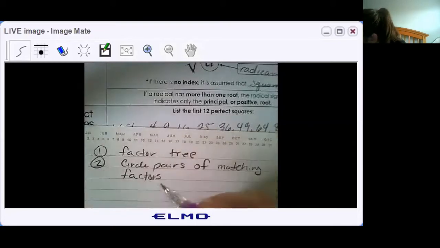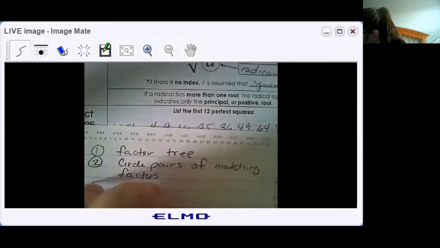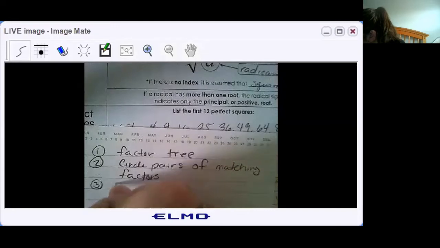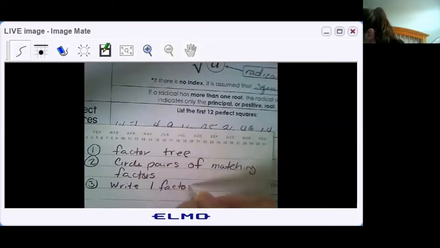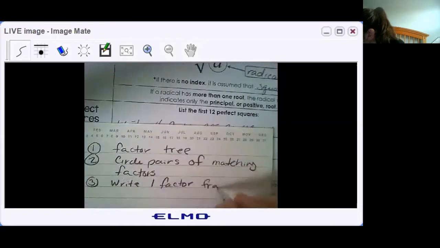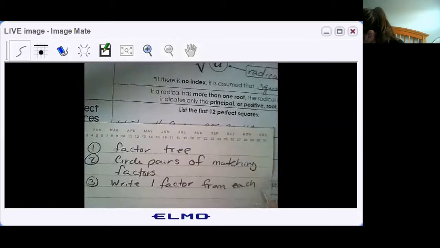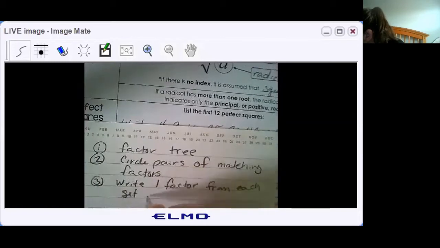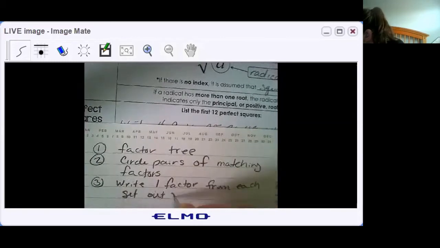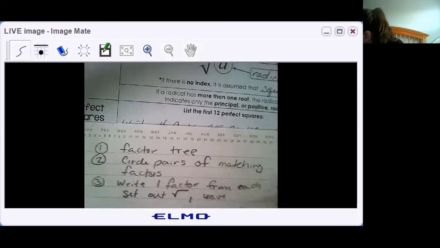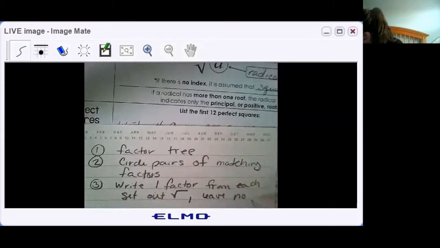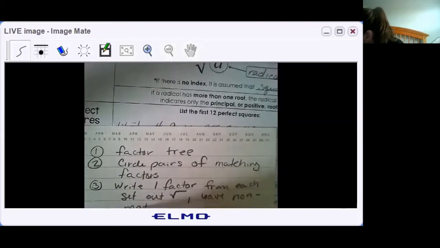And then I'm going to write down one factor from each set outside the square root, and then leave stuff inside the square root.